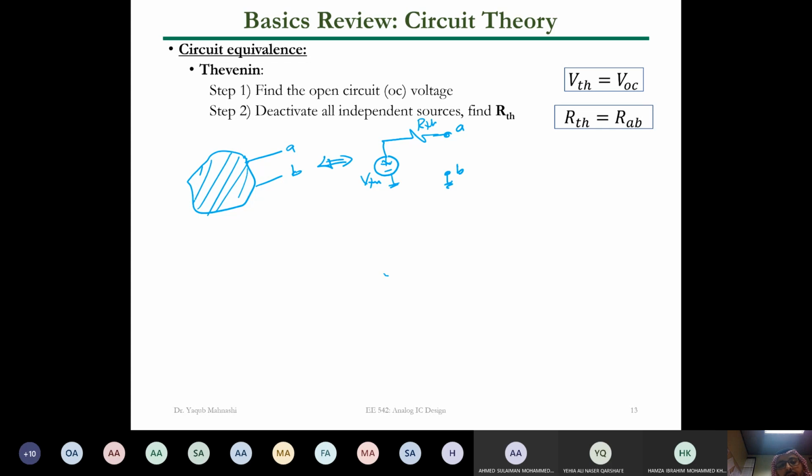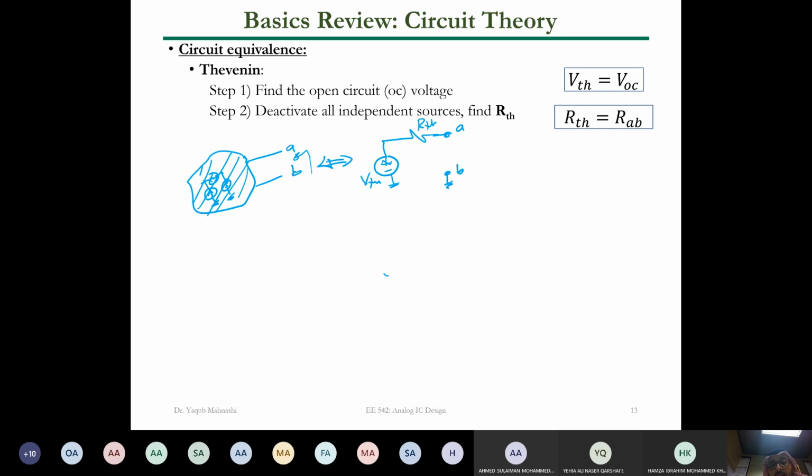So to do that, you find the open circuit voltage. You just measure the open circuit voltage. By the way, in the lab, you can do that. You just measure the open circuit voltage, and that's your Thevenin voltage. And then you deactivate all independent sources inside the circuit. For example, you have a current here, a voltage there, another voltage there, and so on. You deactivate all of them. The current will be open and the voltage will be short. Then you find the equivalent resistance seen by AB.